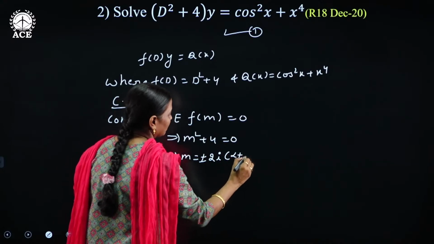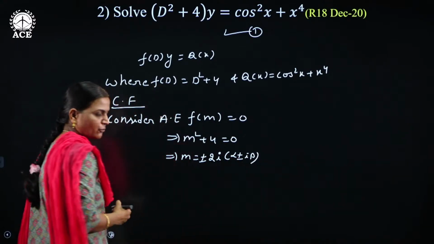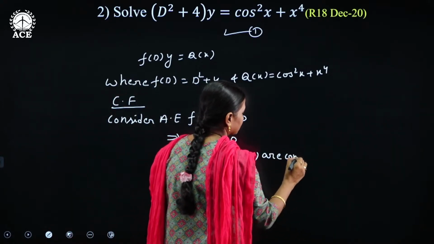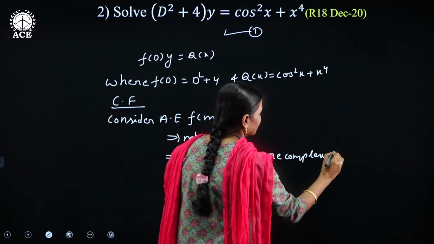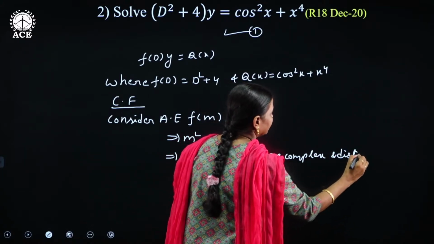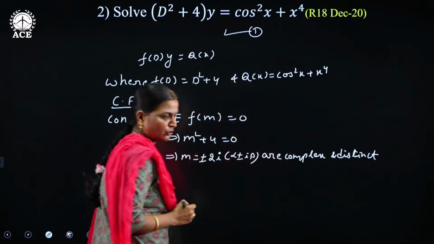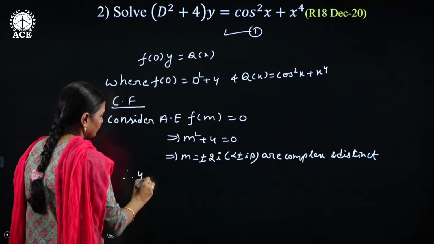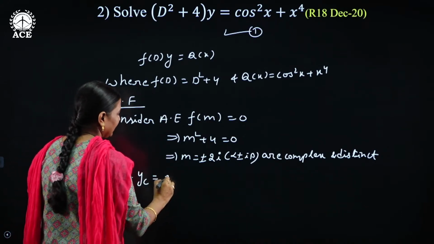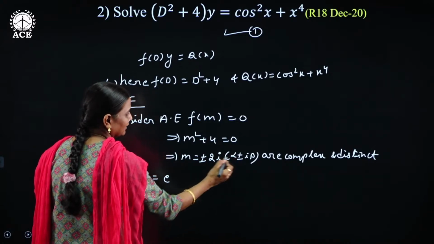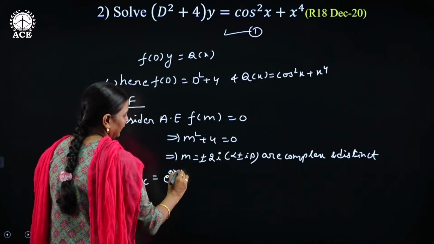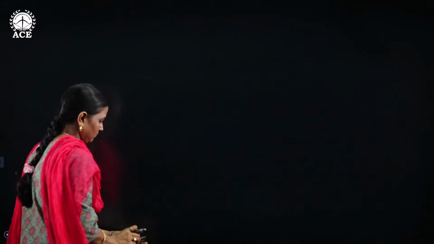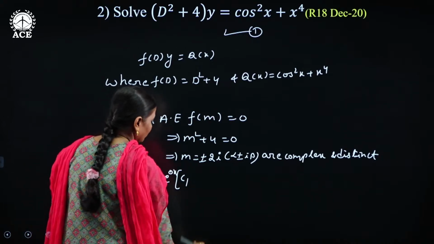So it is of the form alpha plus or minus i beta. So the roots are complex and distinct. When the roots are complex and distinct, how to write the complementary function? Therefore yc is equal to e power alpha x into c1 cos beta x. Here alpha is equal to 0 and beta is equal to 2.